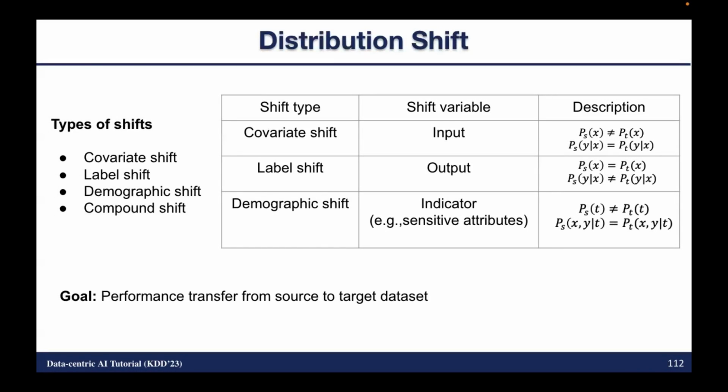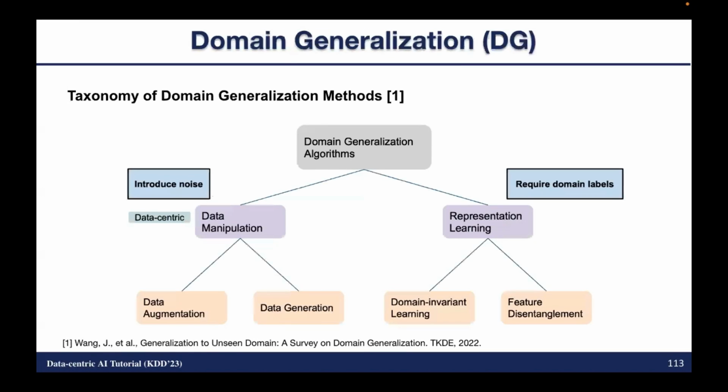Our goal in the distribution shift field is to maintain performance when we test the model on domain-shifted data compared to the training data. Because as we know, when the distributions of the training and testing data are different, performance will usually drop. There are two main categories of domain generalization methods that can mitigate this performance degradation under domain shift. The first is data manipulation, and the second is representation learning.